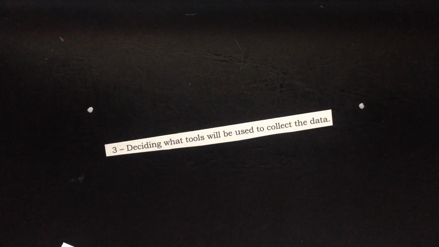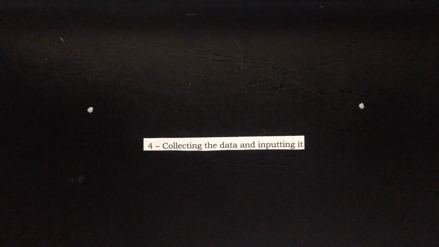The second step is finding the source of the data. The number of people catching buses can be found from the number of tickets being sold. The third step is deciding what tools will be used to collect the data. An example of a tool is a ticket scanner. The final step is collecting the data and inputting it into the information system, for example, scanning tickets and recording the data.